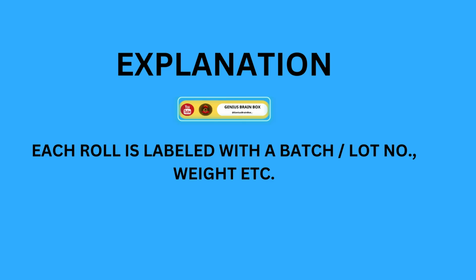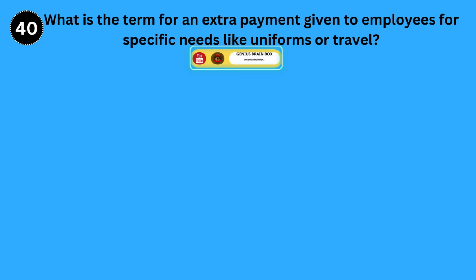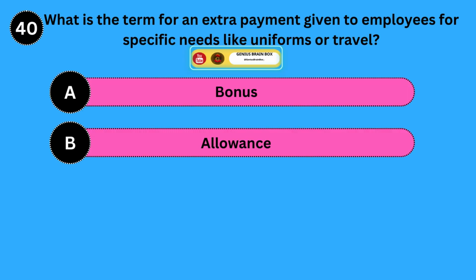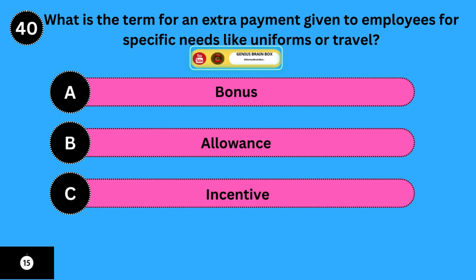Explanation. Each roll is labeled with a batch, lot number, weight, etc. What is the term for an extra payment given to employees for specific needs like uniforms or travel? Option A, bonus. Option B, allowance. Option C, incentive.